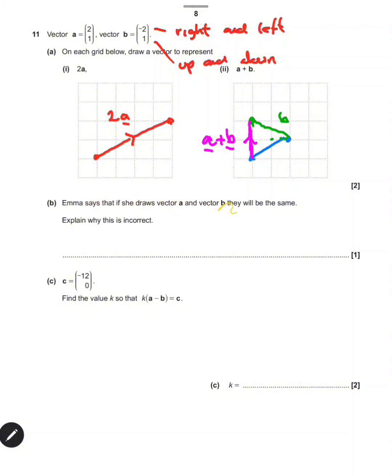Emma says that if she draws vector A and vector B, they will be the same. Explain why this is incorrect. Well, A, we've already seen, is 2 to the right and 1 up, so that would be something like A. And again, we've seen B is 2 to the left and 1 up. So they are the same length, but they are different directions. That's what I've written.